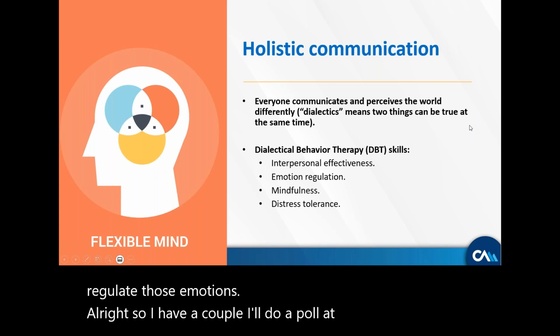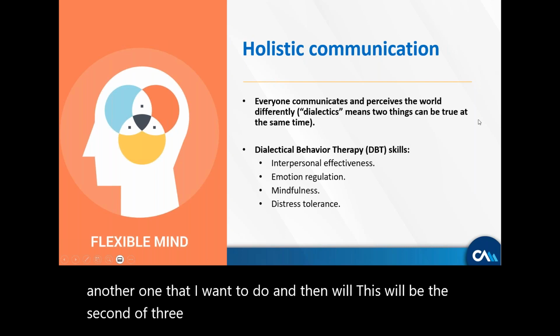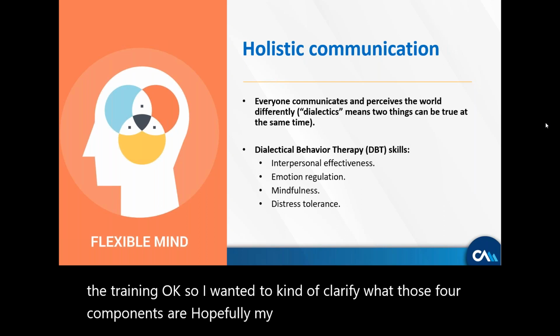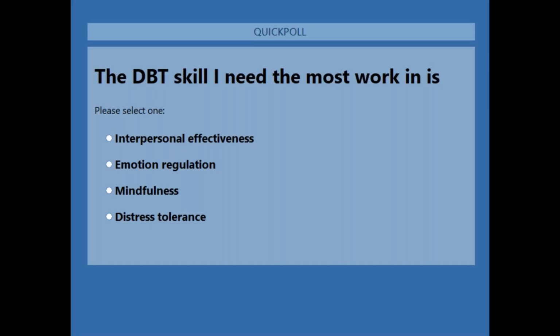All right, so I'll do a poll at the end, but I have another one that I want to do, and this will be the second of 3 polls. The third one will be at the end of the training. Okay, so I wanted to clarify what those 4 components are. Hopefully my objective effectiveness kicked in there. So I wanted to do this quick poll and see how people were feeling about this. The question is, the DBT skill I need the most work in is. So think about which one you need to learn the most or improve the most on.